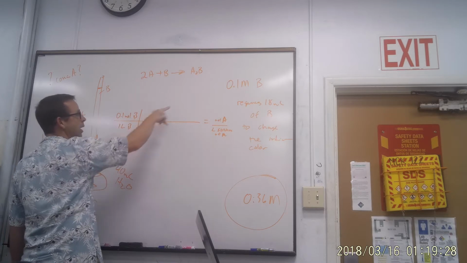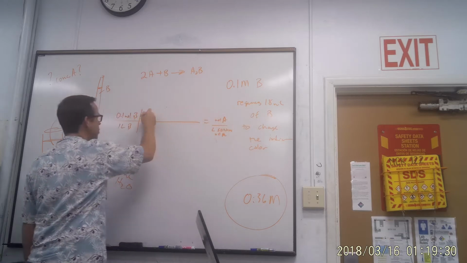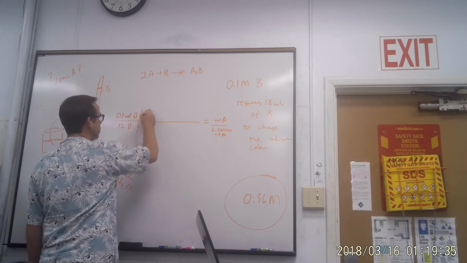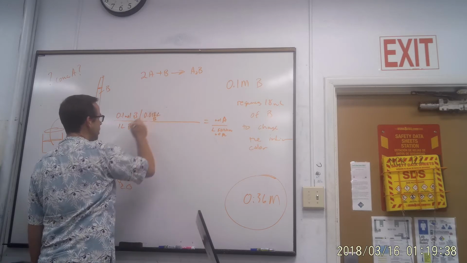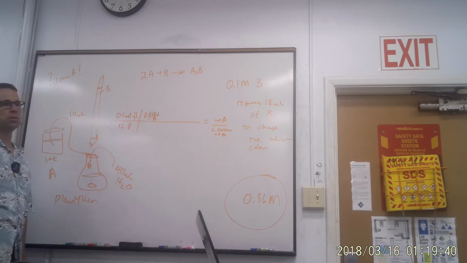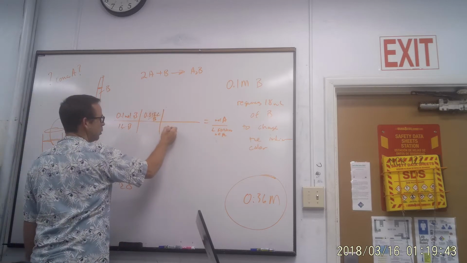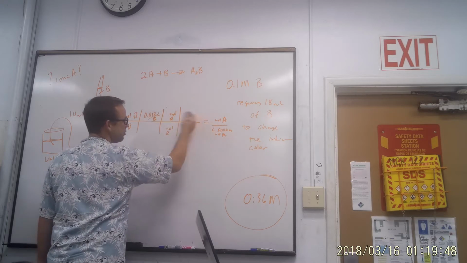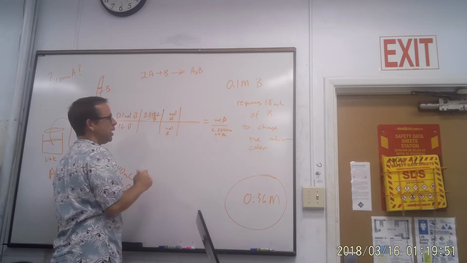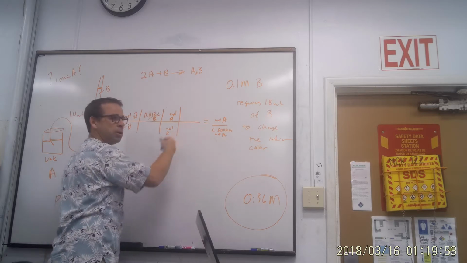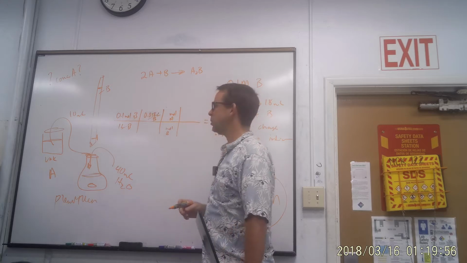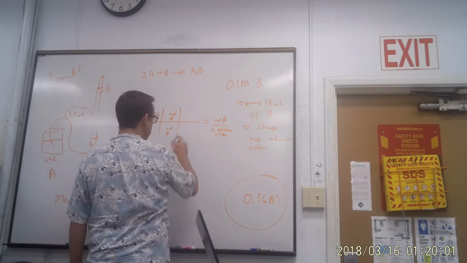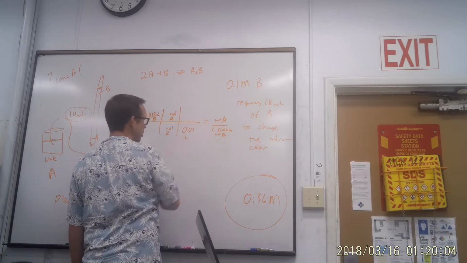It required 18 milliliters, which is 0.018 liters of B. That gets rid of those units. Now we're in moles of B. We want moles of B to go to moles of A. And then we have moles of A on top, so we just need liters of A. How many liters of A did we put into our reaction here? Just the 10, right? This doesn't contribute because it's just water, 0.01 liters of A.